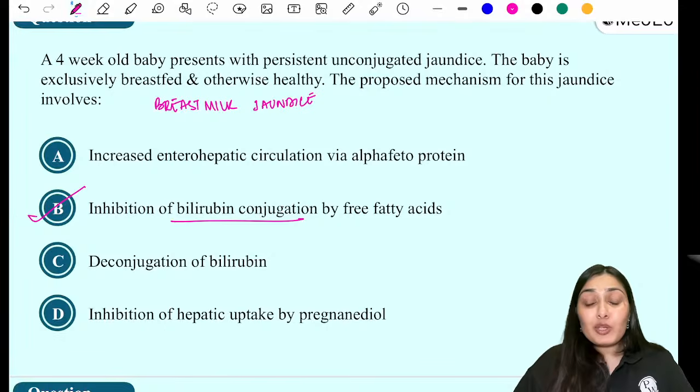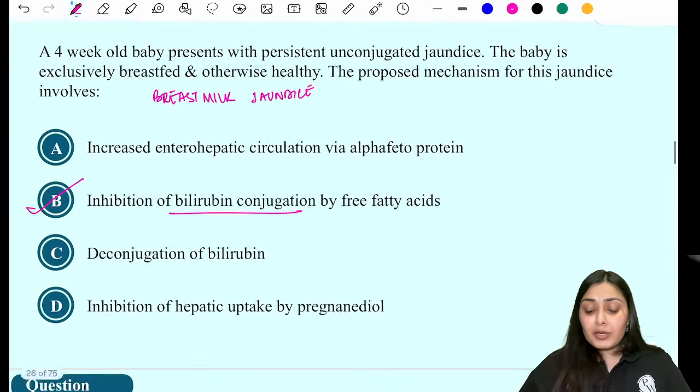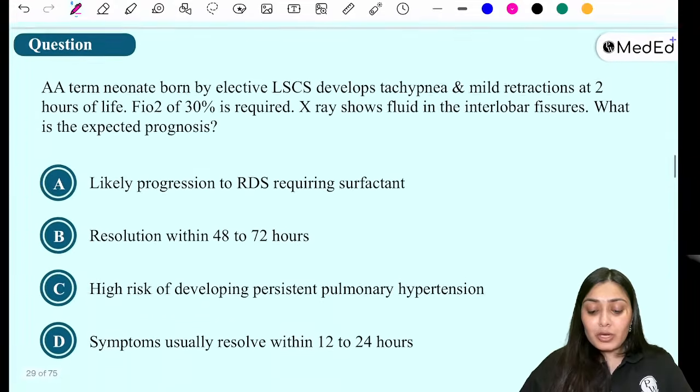So these PYQs are from the past 5 years, a mixed bag of questions since the November 2021 session, right? So let's move to the next question.